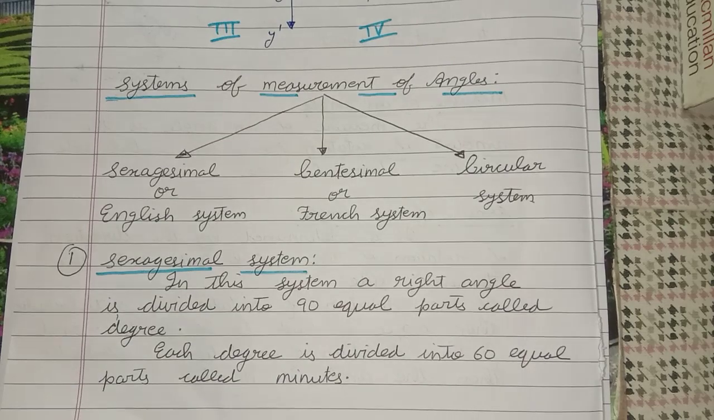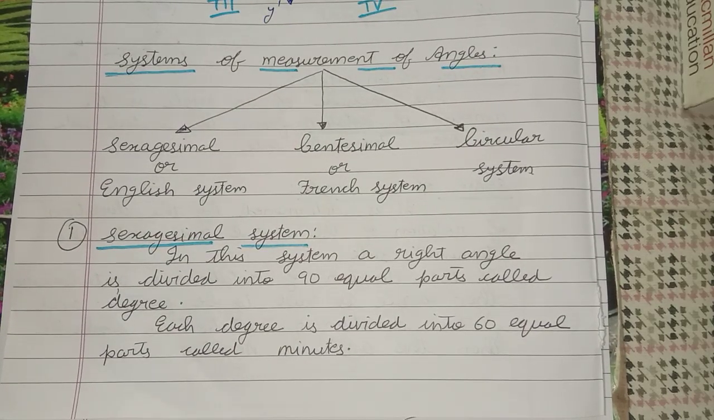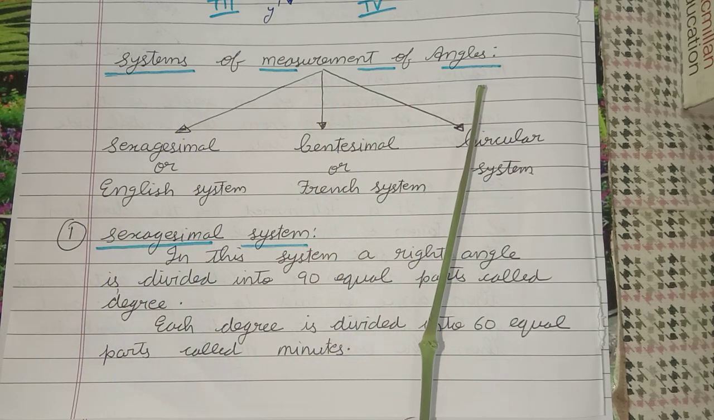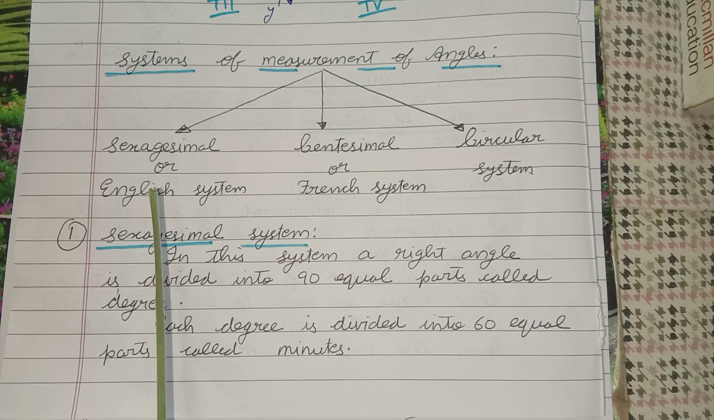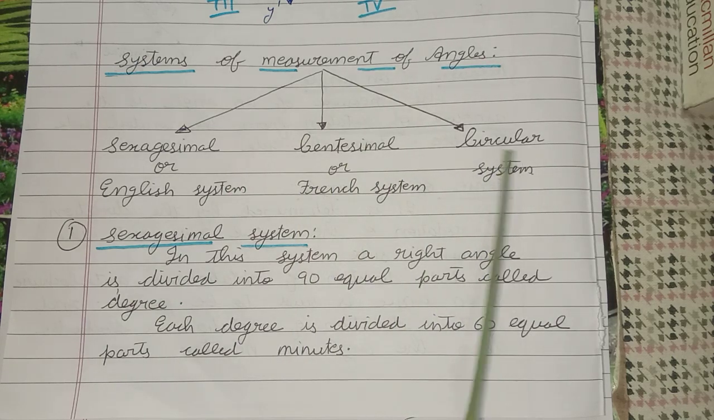Let us move ahead with a very important topic which is important for numericals: system of measurement of angles. Friends, there are basically three systems of measurement of angles. The first is the sexagesimal system, second is the centesimal system, and third is the circular system. Now let us understand the three systems in detail.